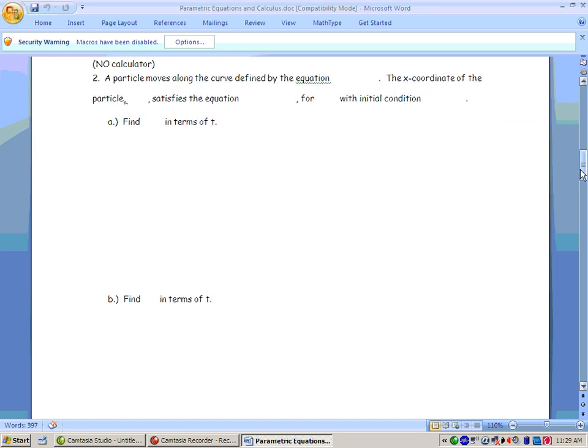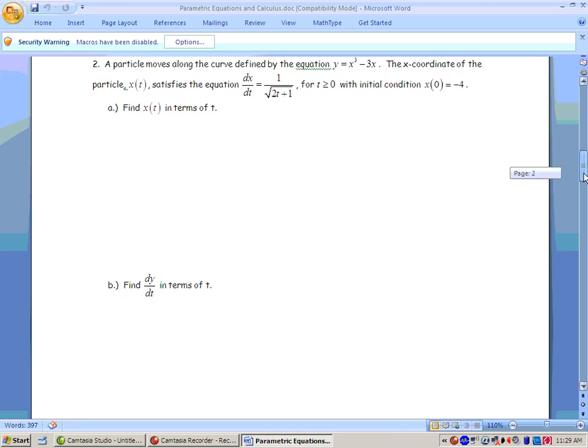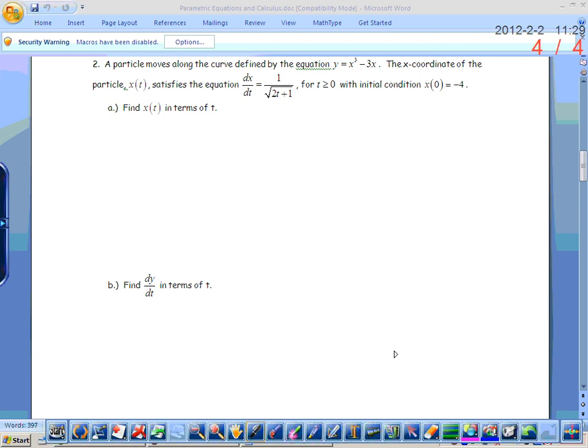Okay, number 2. This one actually does not require a calculator. And on the AP exam, they did not let you use a calculator. So we've got a particle that moves along the curve that's defined by the equation y equals x cubed minus 3x. The x coordinate of the particle, x of t, satisfies the equation dx dt equals 1 over the square root of 2t plus 1, with the initial condition that x of 0 equals negative 4. So find x of t in terms of t.